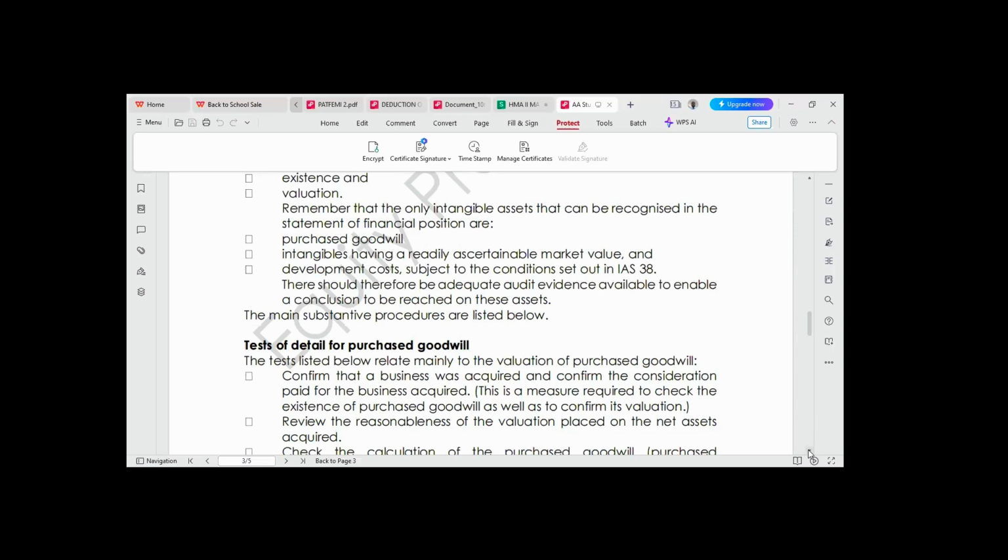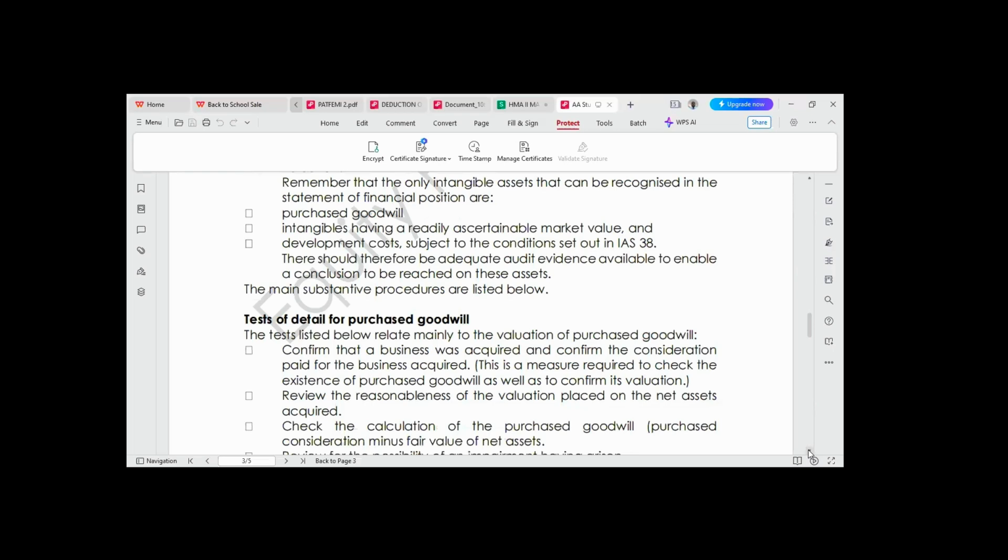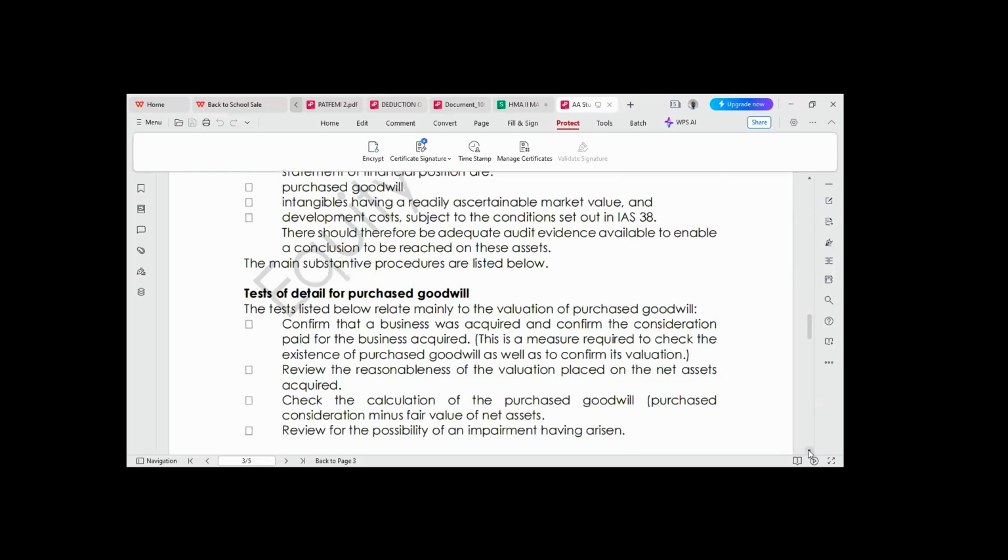Then the auditor will also review the reasonableness of the valuation placed on the net assets acquired. So when there is an acquisition, they always value the asset. They want to check whether the valuation of those assets is reasonable. They will also check the calculation of the purchase goodwill. Your purchase goodwill is the consideration minus the value of net assets; that difference is what you call the purchase goodwill. So we check that as well.